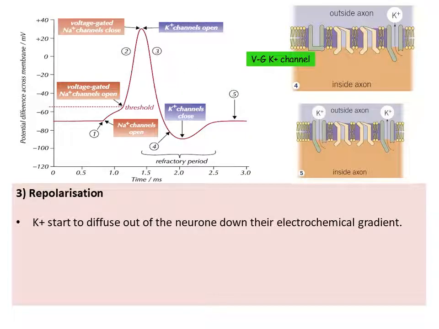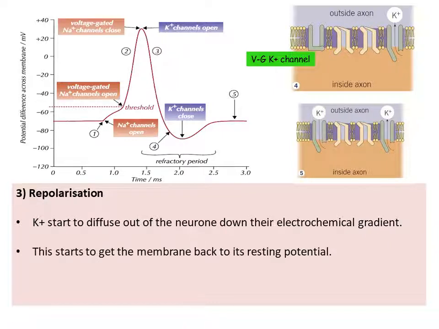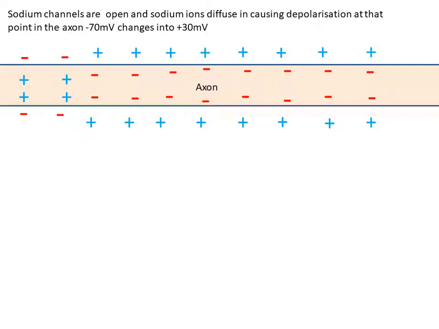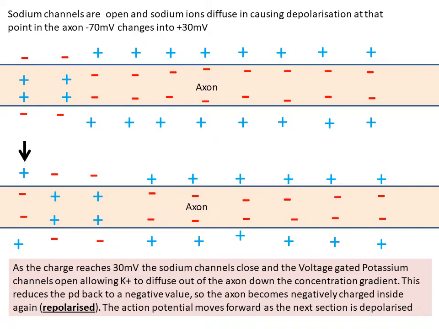So potassium starts to diffuse out of the neuron following the electrochemical gradient, and this will then move the membrane back towards its original resting potential. So we are going to start becoming more negative on the inside. So looking back at this diagram, if we look at where we started, we've started now going back to having positive charge on the outside and negative charge on the inside. And you can also see that the depolarization has actually moved forward in the axon.